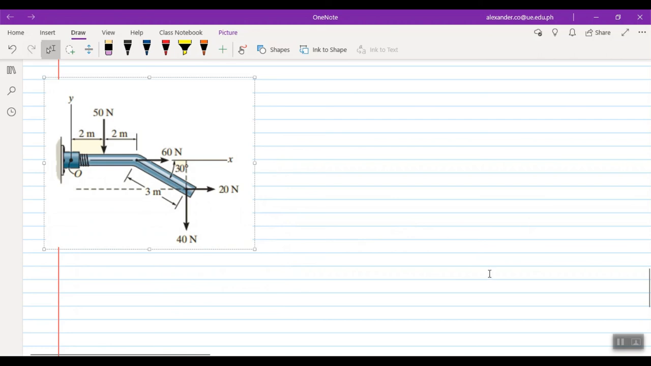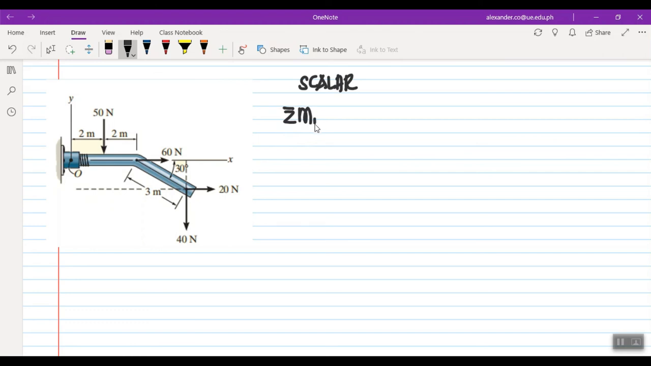Okay. Next problem. This one. Determine natin yung resultant ulit. Using scalar na lang tayo. I'll leave this one to you to answer in vector, okay? Kasi medyo mahaba. So, solution tayo using scalar. Okay, moment. Summation of moment at O. Clockwise, positive. Okay, let's begin with this one.